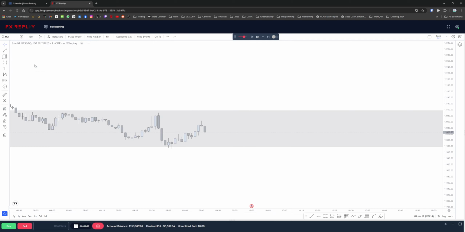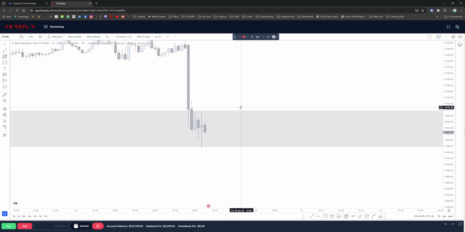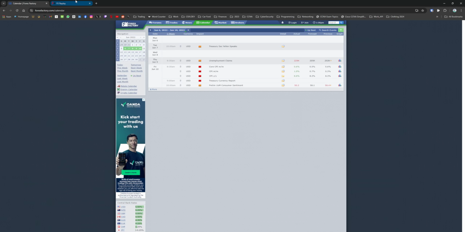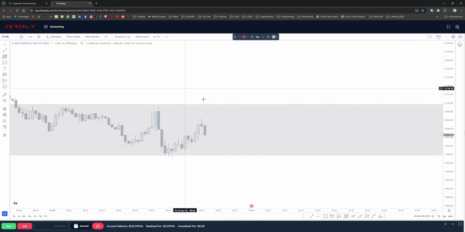See where the 15-minute closed. Doji. Could be signs of a reversal. Again, I'd probably want to wait till 10 AM. Do we have news after at 10? Oh, we have news at 10. Got news at 10.